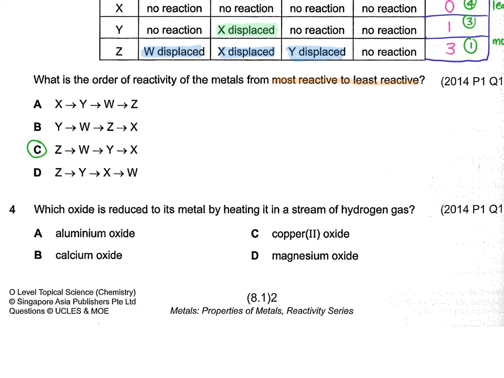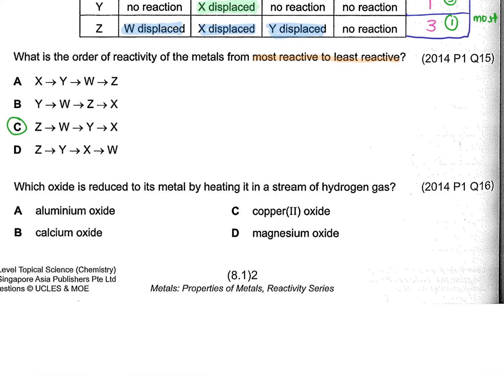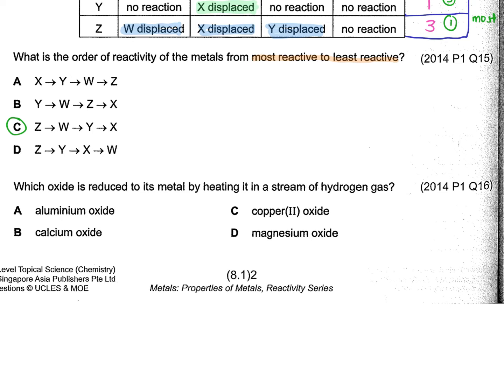Moving on to question number 4. Which oxide can be reduced to its metal by heating in a stream of hydrogen gas? This is a bit of recall work, or memory work, that you have to take note of. Moderately reactive and unreactive metals can be easily reduced to form their metal by reacting with coke, which is carbon, or carbon monoxide, or it can be hydrogen. But for hydrogen, you need to take note. It is only able to reduce the metal oxide to metal for metals that are placed below zinc.